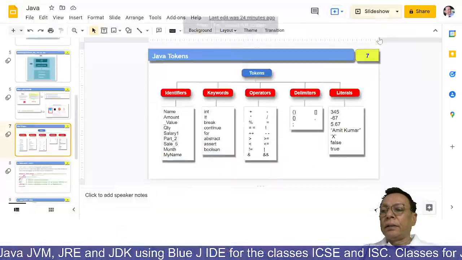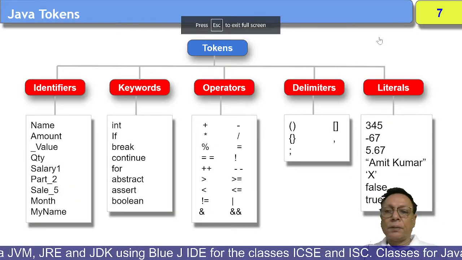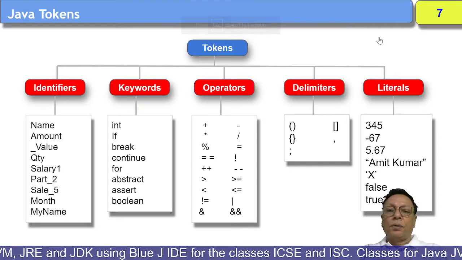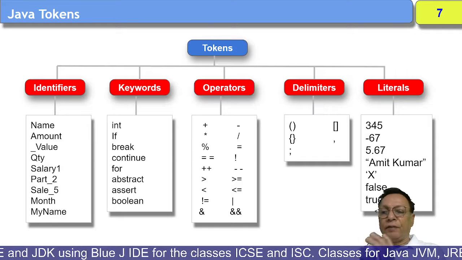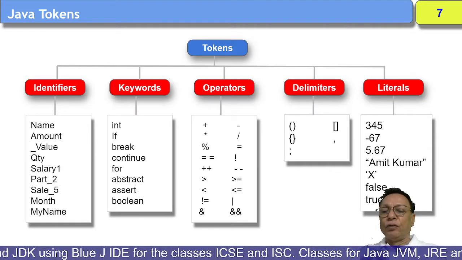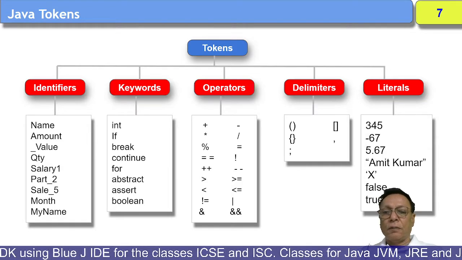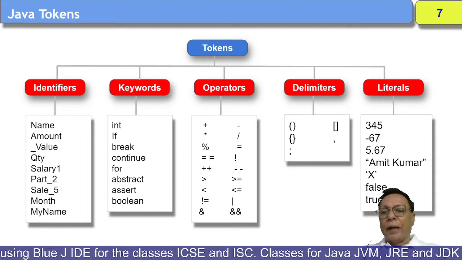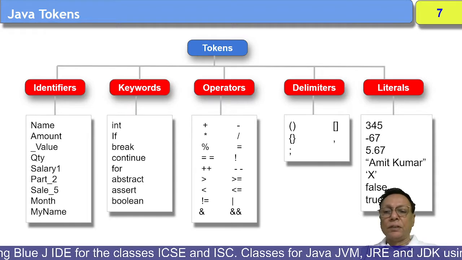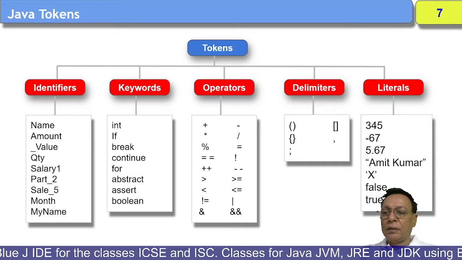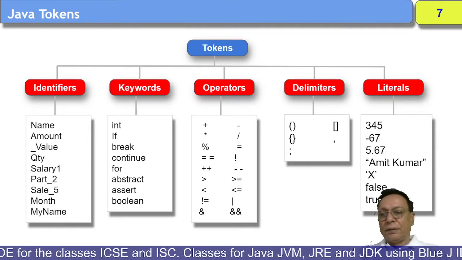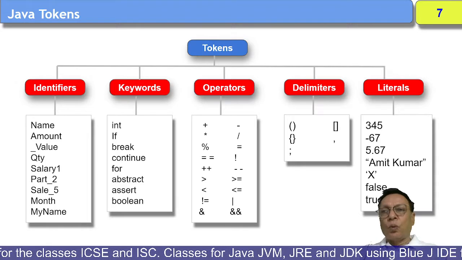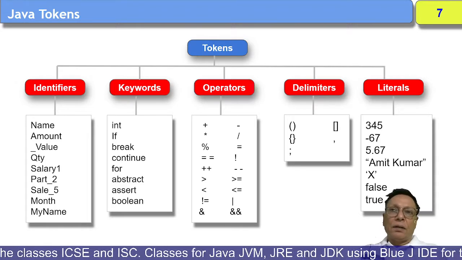So here there are the tokens. As you see in this slide, we have divided all the tokens into 5 groups. Number 1, identifiers. Number 2, keywords. Number 3, operators. Number 4, delimiters. And number 5, literals. So what are the identifiers?